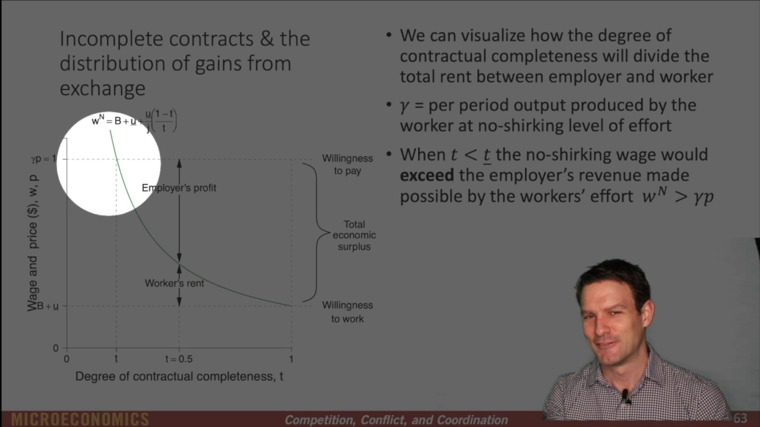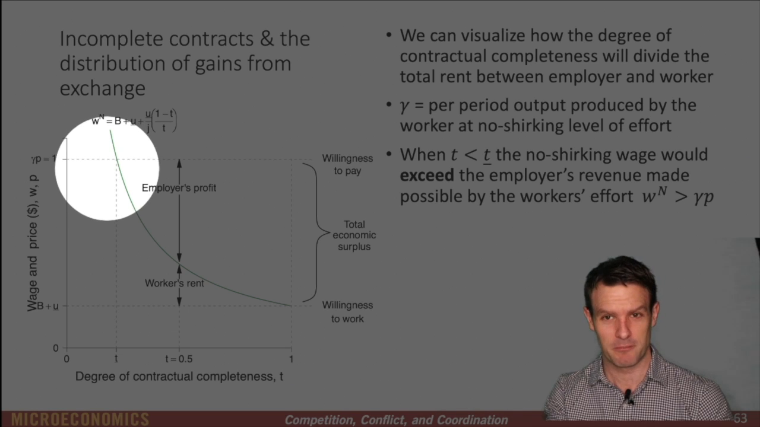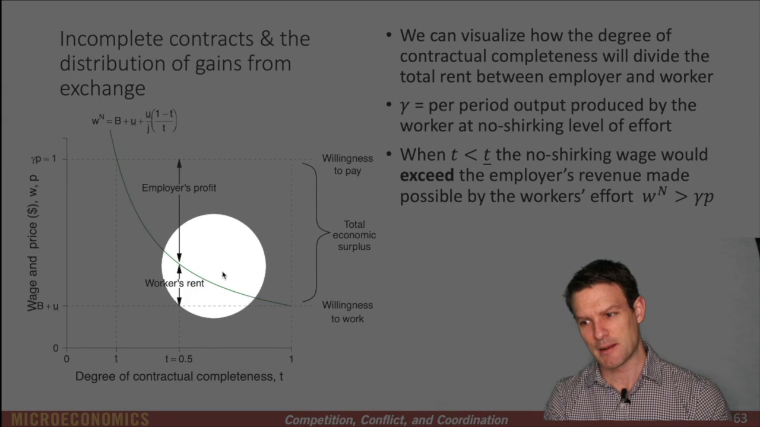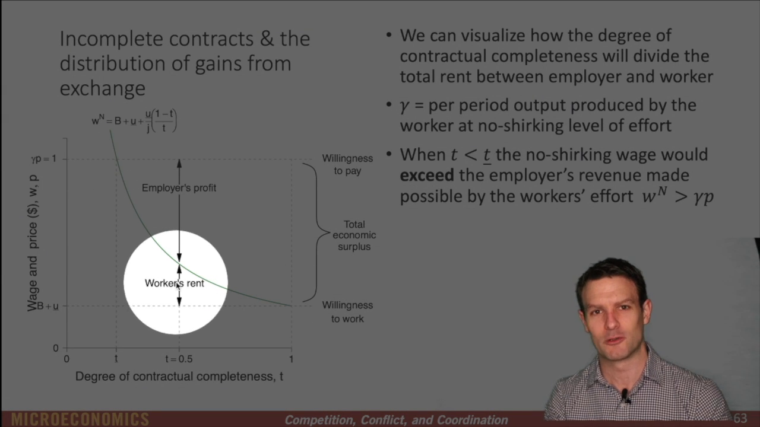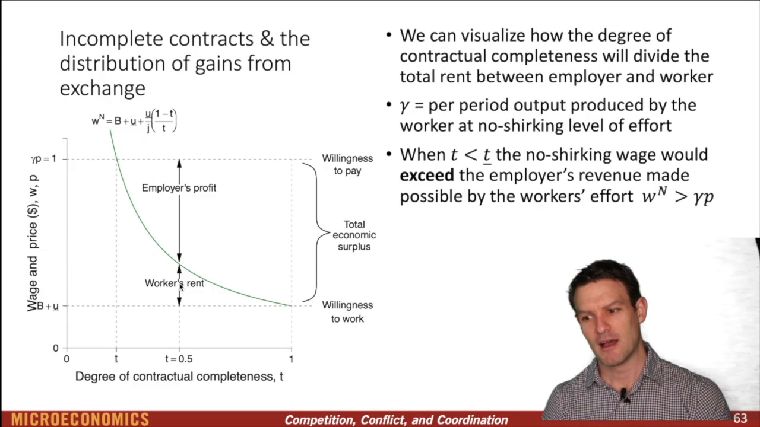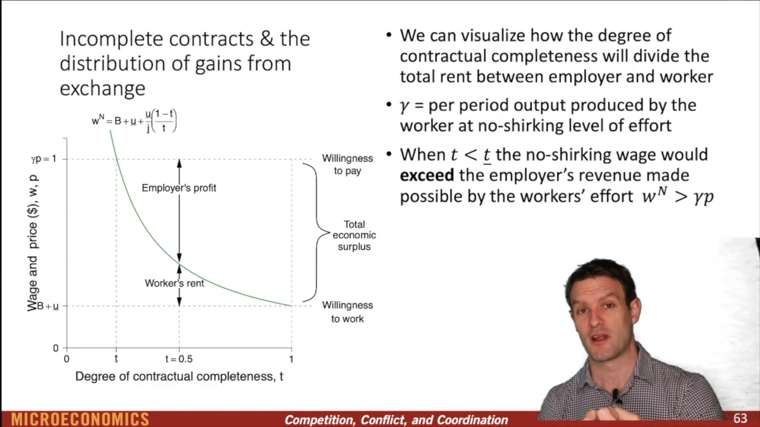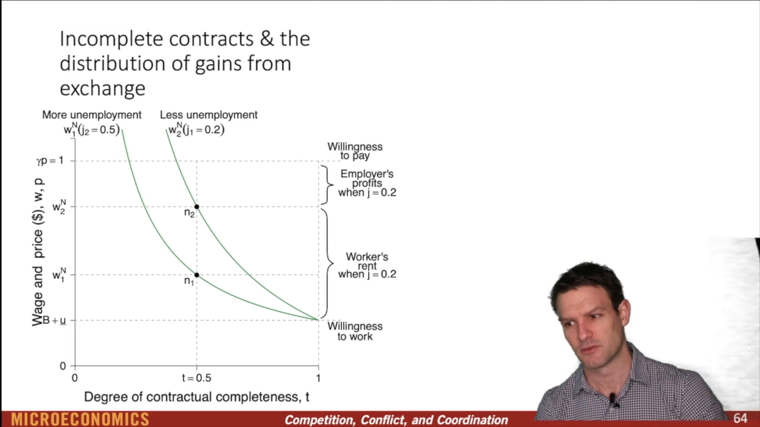No, I'm not, right? I, as the employer, am not going to employ any workers because I'm paying them more than the benefit I receive from them at all. So I'm not going to do that. But at wages less than that point, what are we going to see? Employers will profit and workers who are employed will receive a rent. So as the contract becomes more and more complete, the distribution of rents is such that the employer gets more of the rents and the worker gets less of them.